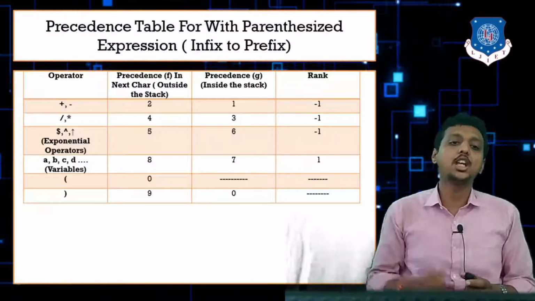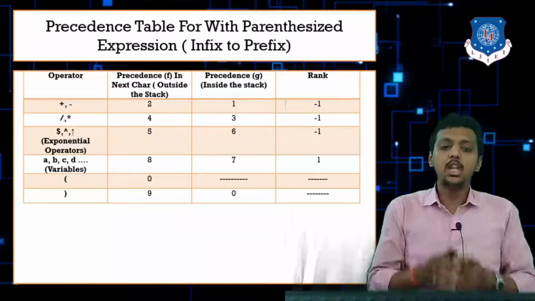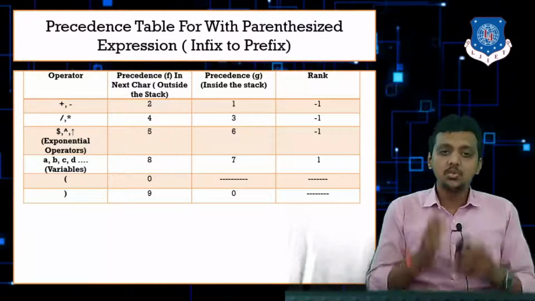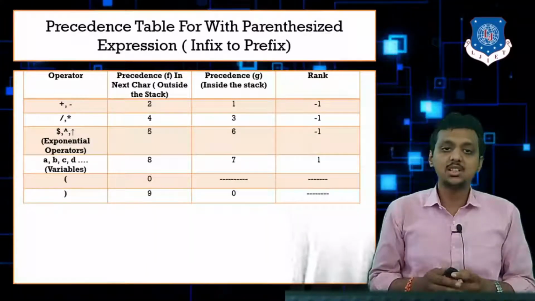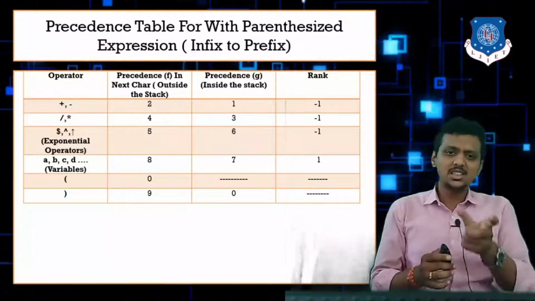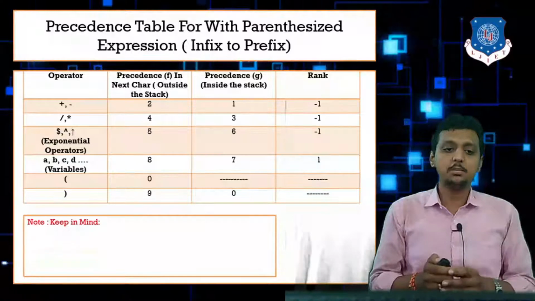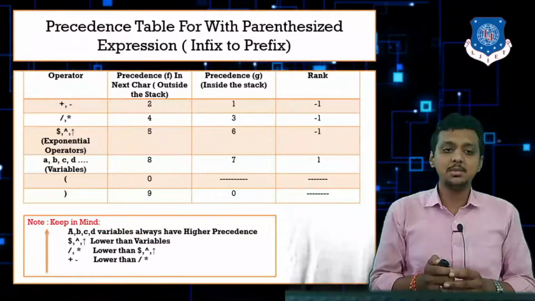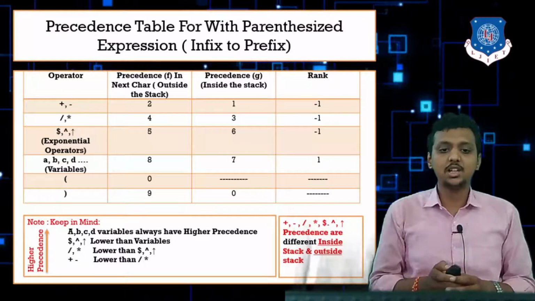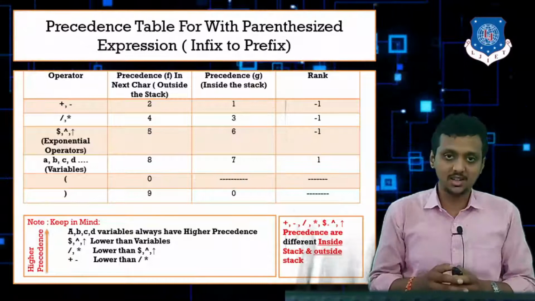the opening bracket and closing bracket precedence. Students, for the opening bracket we have the precedence 0, and for the closing bracket we have the precedence 9 outside the stack and 0 inside the stack. Okay, so this is a little bit of change over here. Okay, so let's begin with some key points. Keep in mind always ABCD has the higher precedence. Yes, obvious. And plus, minus, division, star, dollar, arrow, caret precedences are different inside and outside the stack.